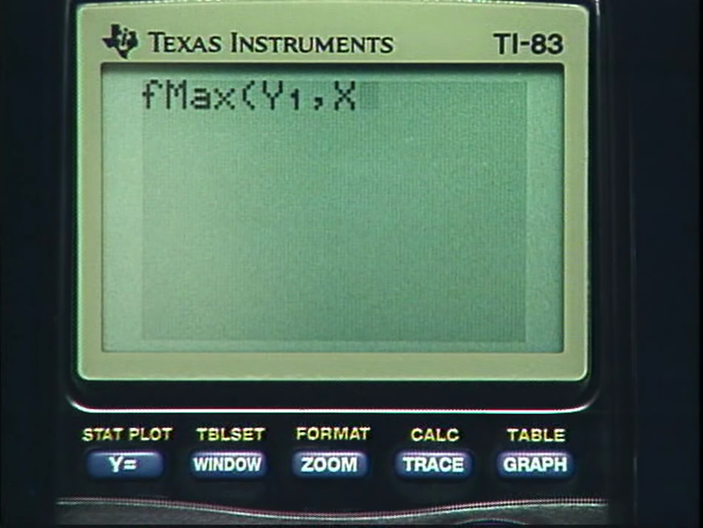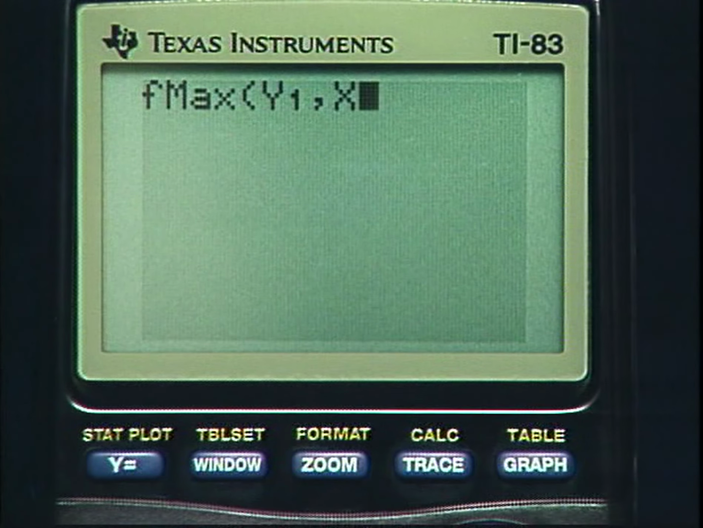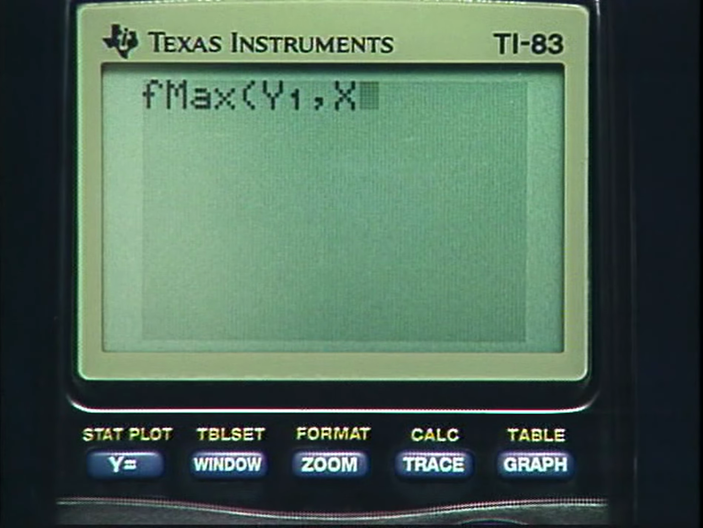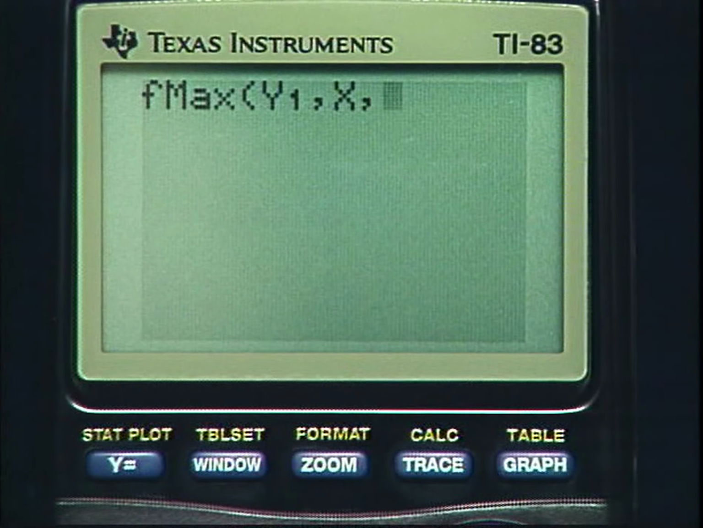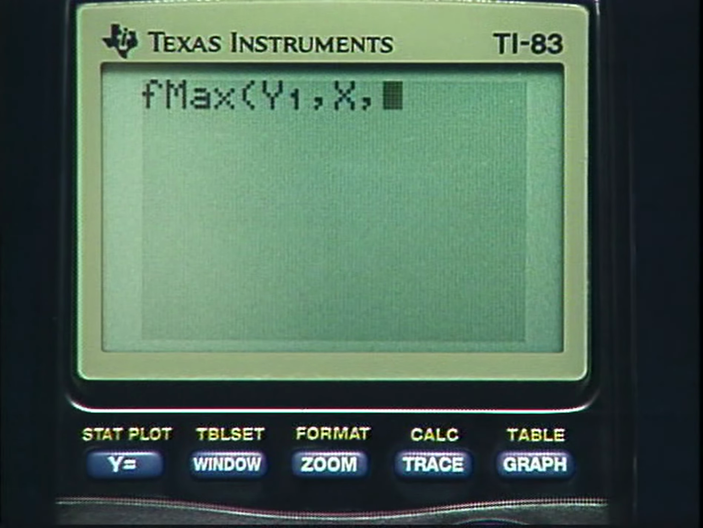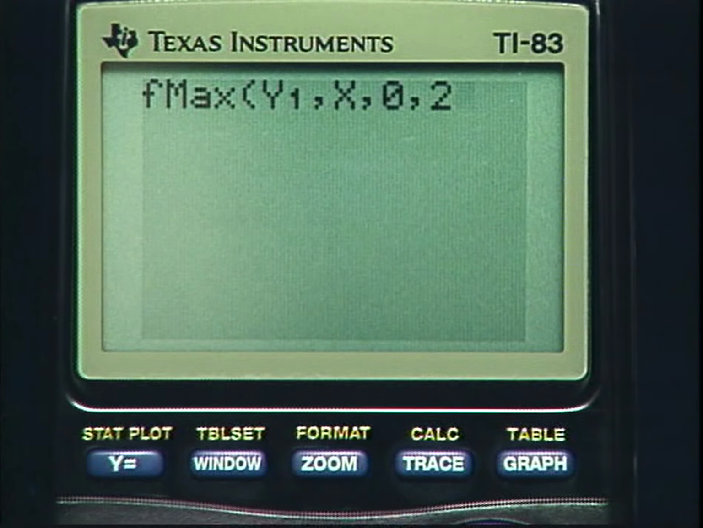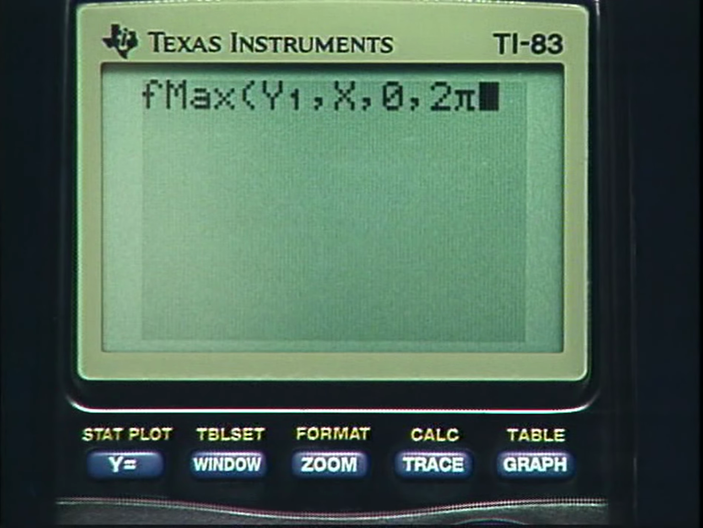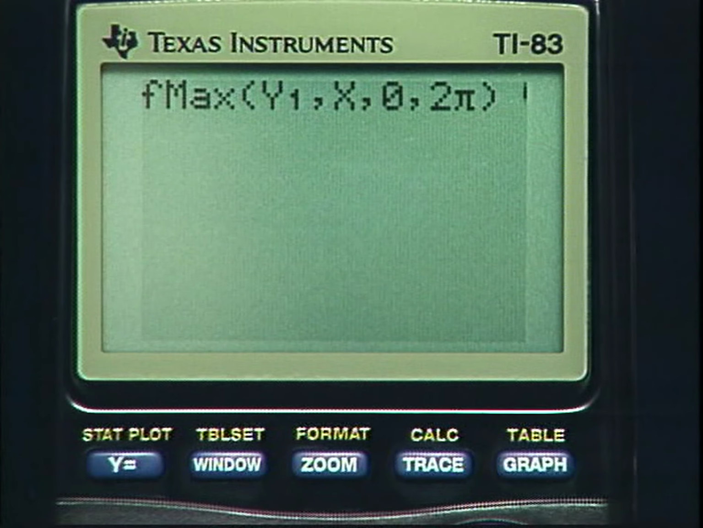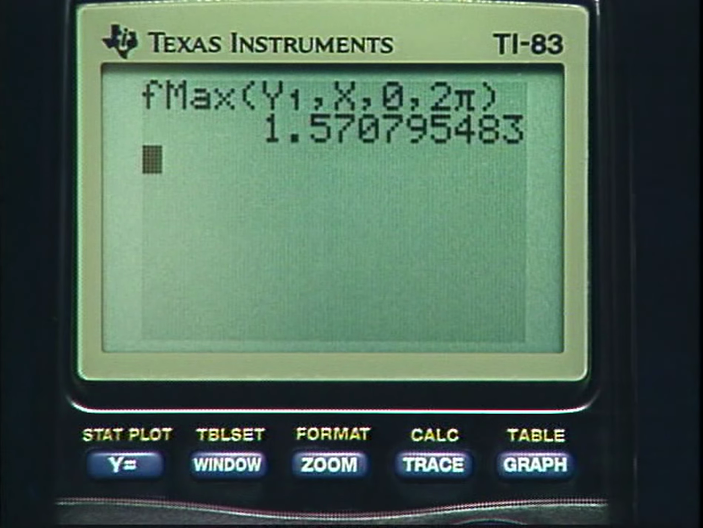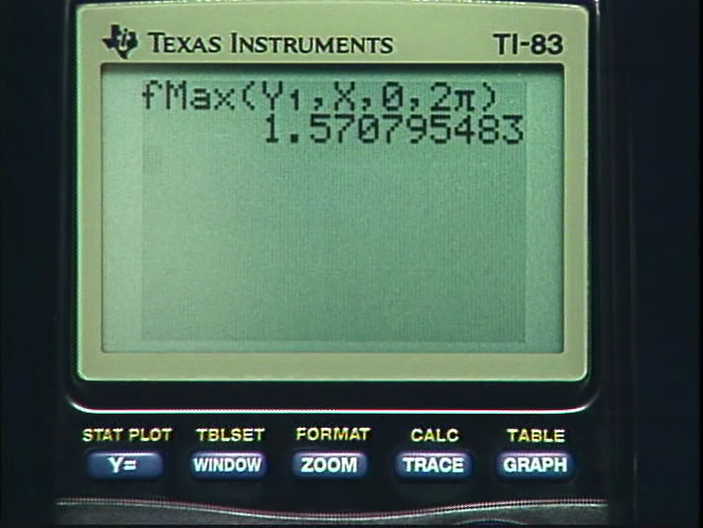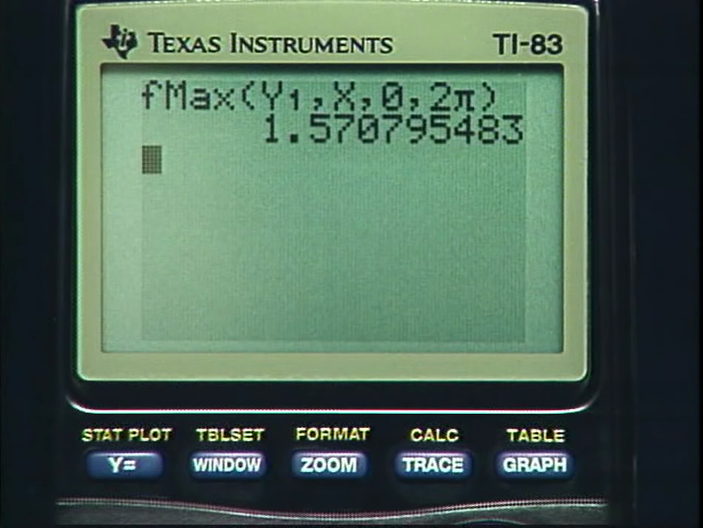And now it is requesting that I give it a lower bound and upper bound. And so I go 0 for the lower bound, and then for the upper bound I'll go 2 pi. So it's just 2 and then pi, close parenthesis, and bango. I pressed enter. Now it's calculating. Gee, this doesn't look like the maximum for us. The maximum was 3. Why is it 1.7?